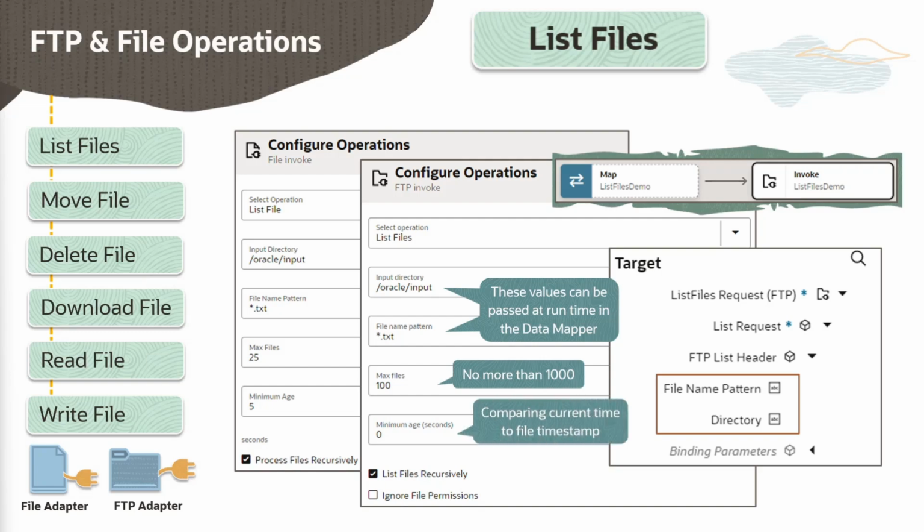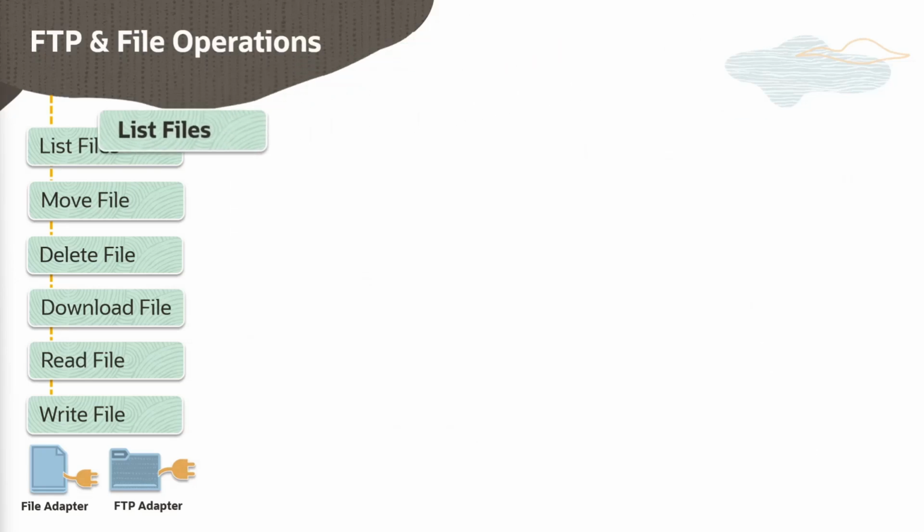Now, if you don't want to list any files that have been just recently created or modified, you can indicate the number of seconds to compare against the current timestamp. Otherwise, all files are listed. Now, checking this box will list all files recursively from the input directory, and for the FTP adapter, you can check this box to force the listing of all files regardless of the file permissions.